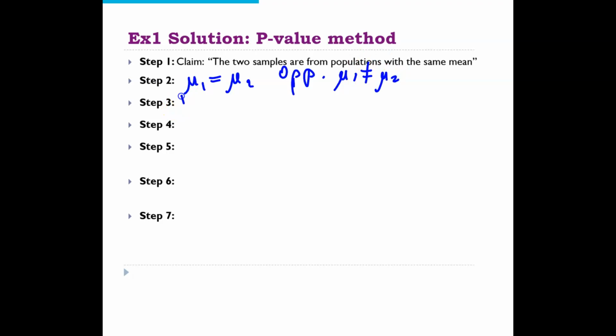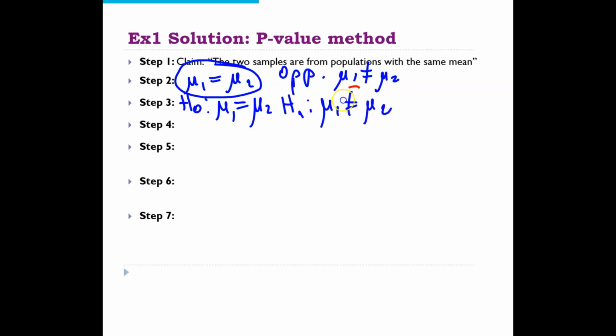Step 3. Identify the null hypothesis and alternative hypothesis. The null hypothesis is the one that has the equal sign. Out of these two statements, our original statement has equality: mu1 is equal to mu2. The alternative hypothesis would be the opposite statement: mu1 is not equal to mu2. So notice the sign of the alternative hypothesis.